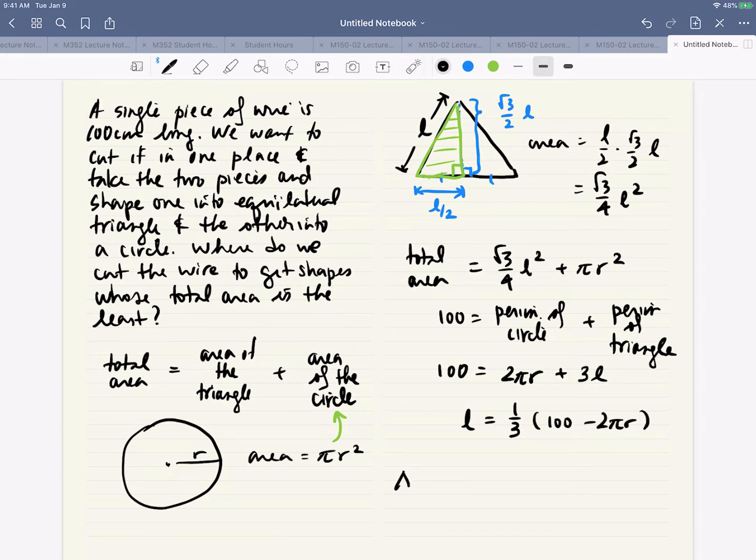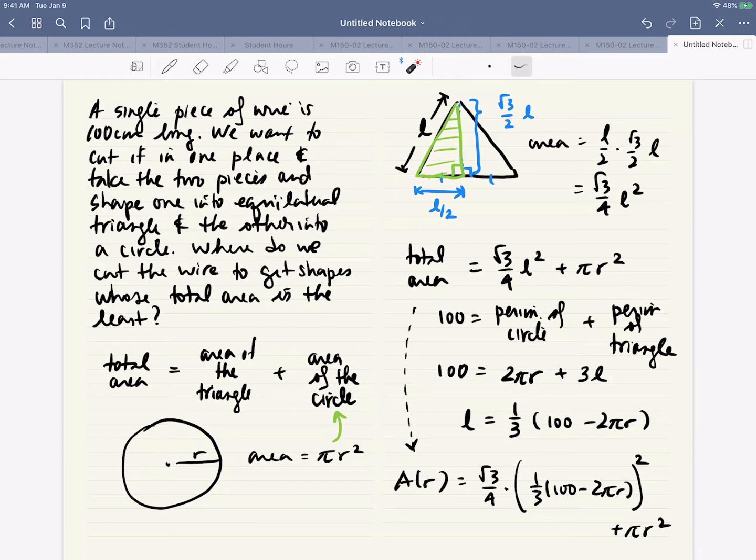And with that, I can write my total area function as a function of a single variable. That's going to be root 3 over 4 times 1/3 of 100 minus 2 pi r. That's L, so that's squared. And then I have pi times r squared. And that's my area function. So this is the function I want to optimize. And we're going to use calculus to do it. So let's copy this to the next page.